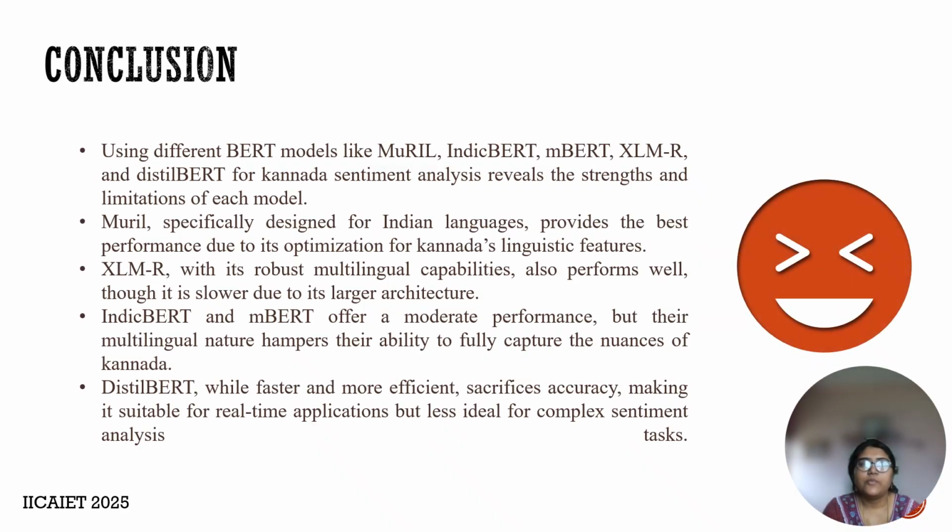So to conclude, Muril gave the best overall results for Kannada due to its Indian language optimization. XLMR gave high accuracy and is robust, but it is resource intensive. IndicBERT and DistilBERT are efficient and suitable for real time, but the accuracy is less. And mBERT is general purpose, but not well suited for Kannada.